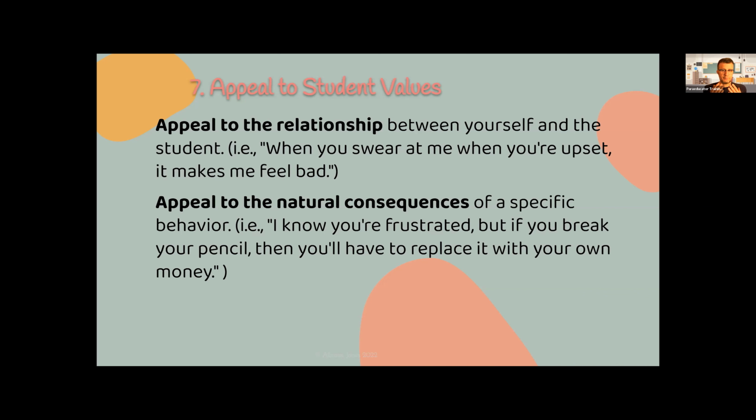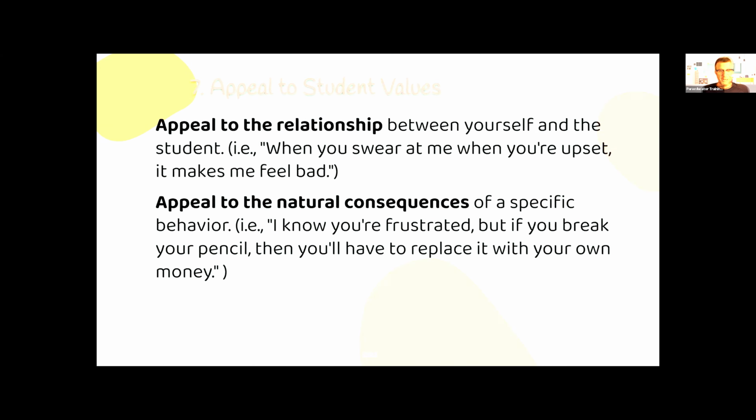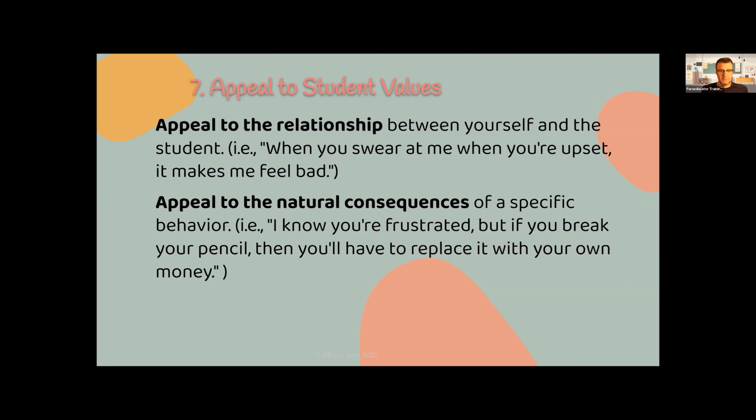Remember, we start from the first day establishing good relationships with as many students as we possibly can, so that we can use that credit that we build up with them to get what we want, which is for them to behave in class. For example, when you swear at me when you're upset, it makes me feel bad. This is an I statement, right? So we're appealing to the relationship.